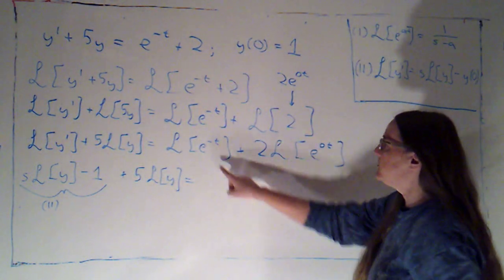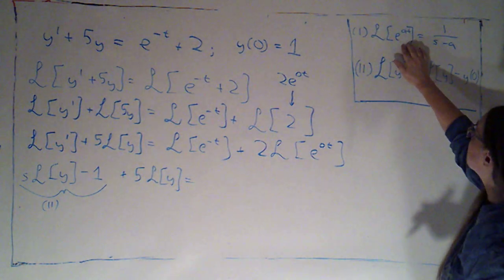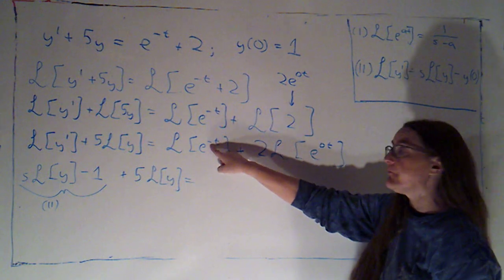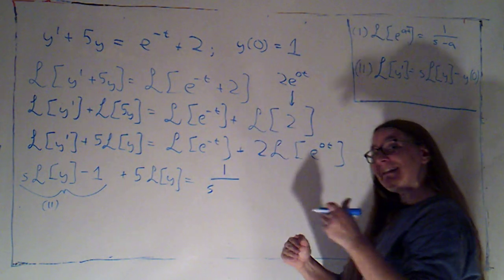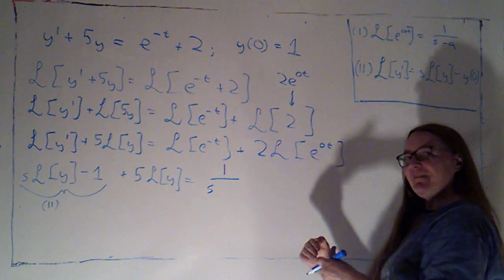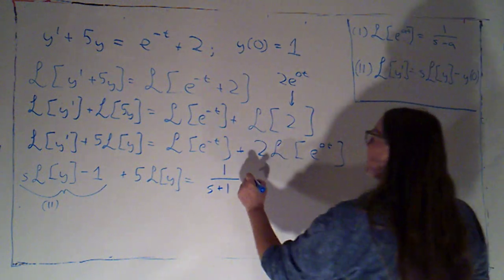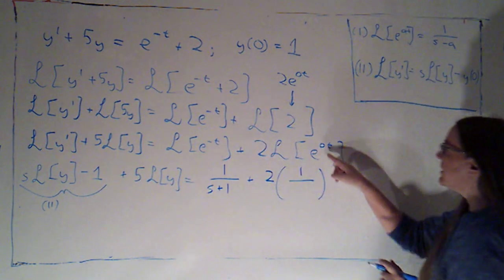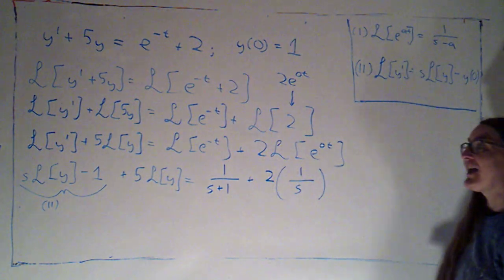And that's equal to, now here, I'm going to be using rule 1. That's just an exponential. That's e to the at, where my a would be negative 1. So that's going to give me 1 over s minus a, which is s minus negative 1. So that's going to become plus 1. Plus 2 copies of, this is going to be 1 over s minus 0, which is just 1 over s.